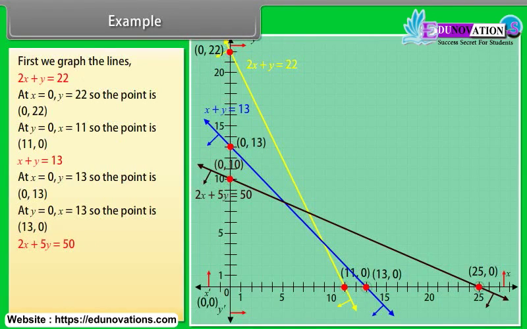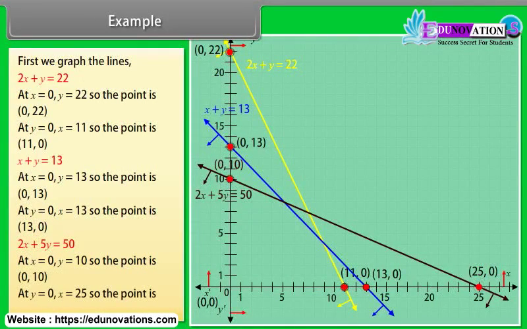2x + 5y = 50. At x = 0, y = 10. So, the point is (0, 10). At y = 0, x = 25. So, the point is (25, 0).